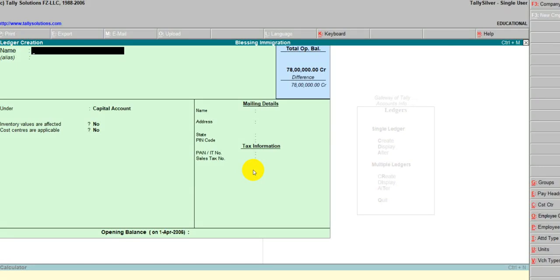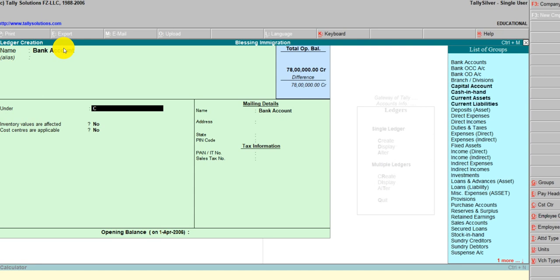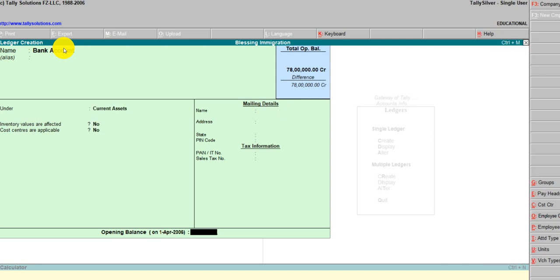Today we are going to learn how to create current assets. Under current assets, we have three. One is bank account. Under current asset, you should enter some amount here. Let's say I have some amount here that comes around DR, that is profit.